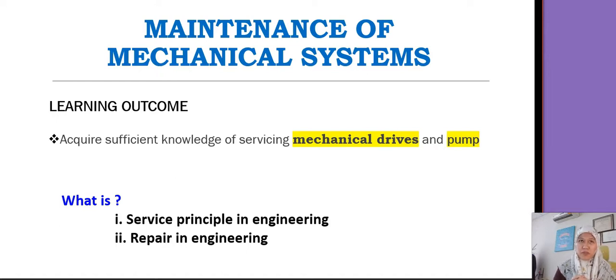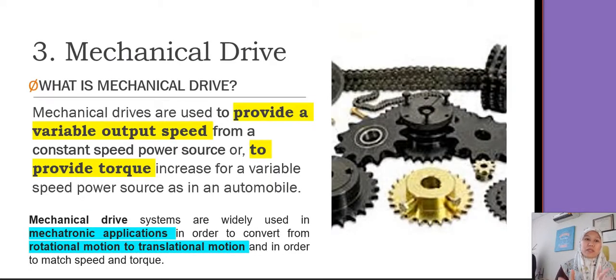Okay, before this, we looked into lubricant and also bearing. Now we continue with the mechanical drive and pump. Okay, what is mechanical drive? A mechanical drive helps the system to provide a variable output speed or to provide torque. So it is used in a system.